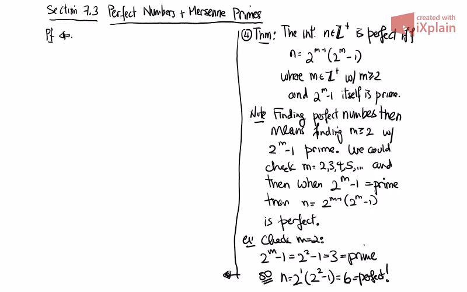What we're going to do is assume you have an m greater than or equal to 2 with 2^m − 1 prime. So we assume that m is an integer greater than or equal to 2, and that 2^m − 1 itself is prime. Notice that 2^m − 1 is odd because 2^m is even.